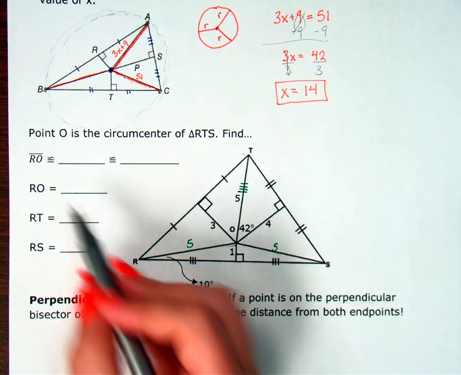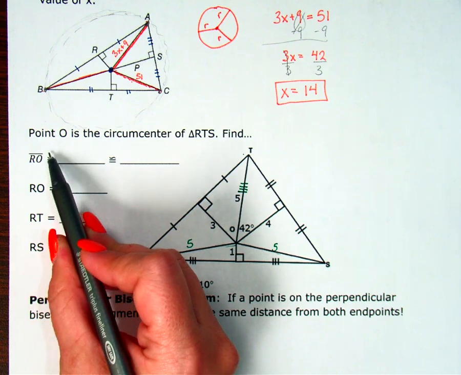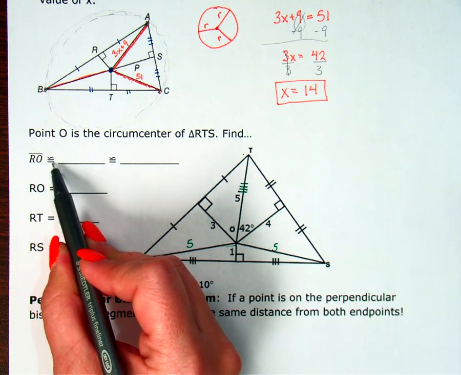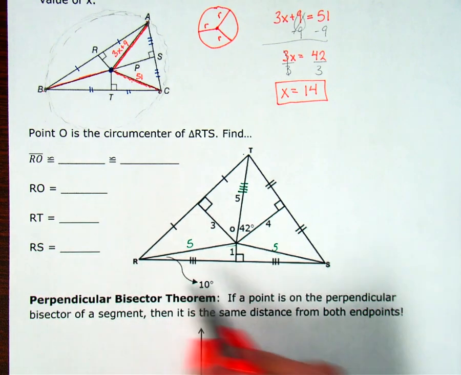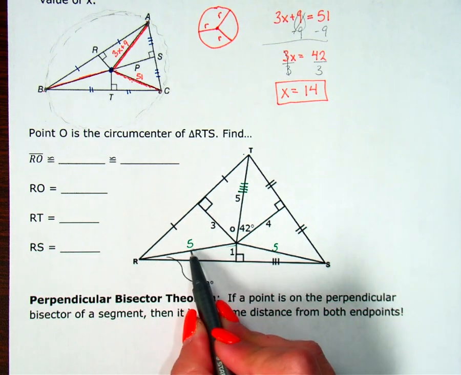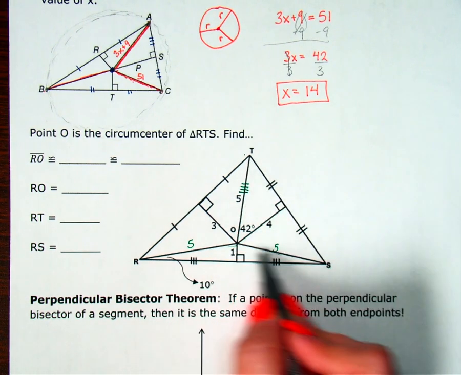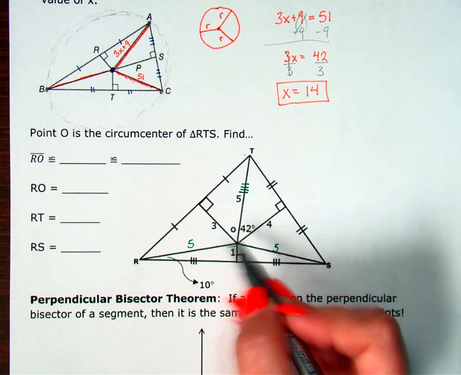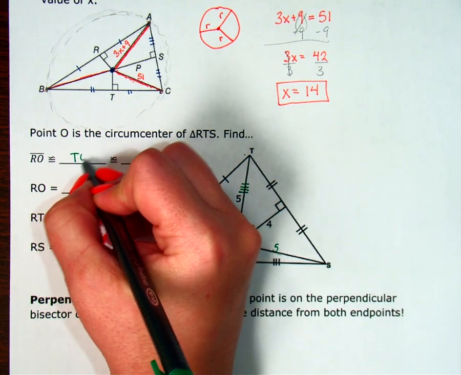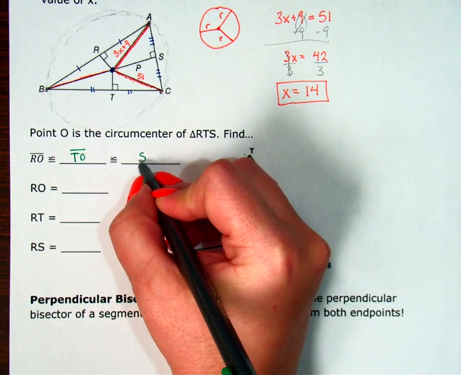Okay? When I look, it says segment RO is congruent to. So remember when we have a segment and a congruent to, they're looking for what other segment does it match. So R to O that I said was 5, it matches the other two that go to the corner. So it matches R to O, matches T to O, and it also matches S to O.